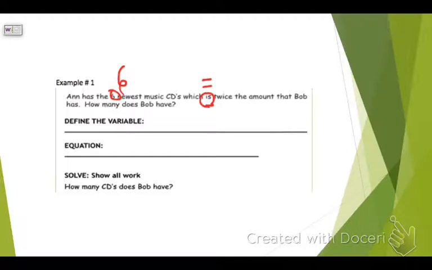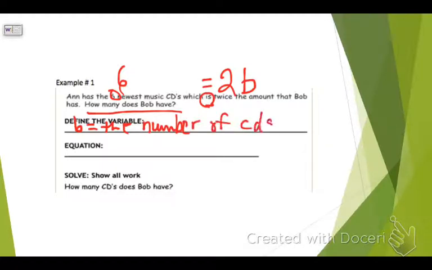All right, so Ann has the 6 newest music CDs, which is twice the amount that Bob has. How many does Bob have? All right, twice means 2, twice the amount that Bob has. I don't know what Bob has, so we're just going to call that B. In an equation, you need to have a variable. All right, so let's define the variable. B equals the number of CDs Bob has. Okay? And we want to write our equation, so I'm going to turn this into 2b equals 6.